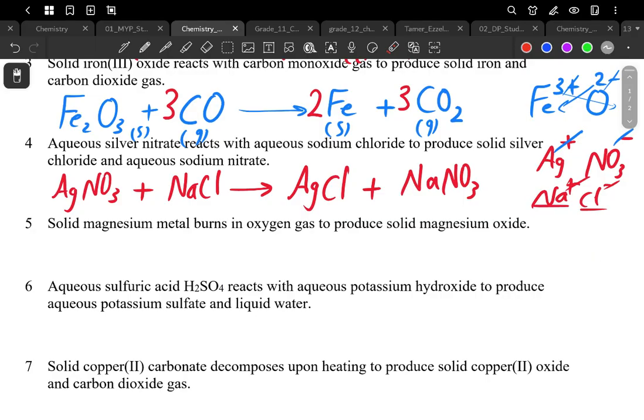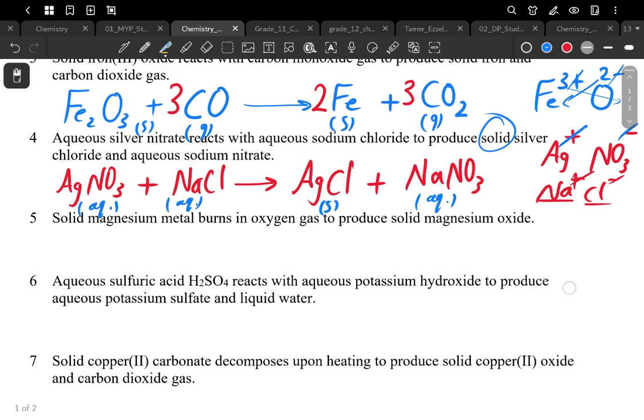Let's put down the state of matter here. Silver nitrate is aqueous solution, sodium chloride is aqueous, silver chloride is not aqueous. Silver chloride, guys, doesn't dissolve in water. This is one of the ionic compounds that doesn't dissolve in water, and it's written here as solid. Why solid? Because it doesn't dissolve in water, and aqueous sodium nitrate exists.